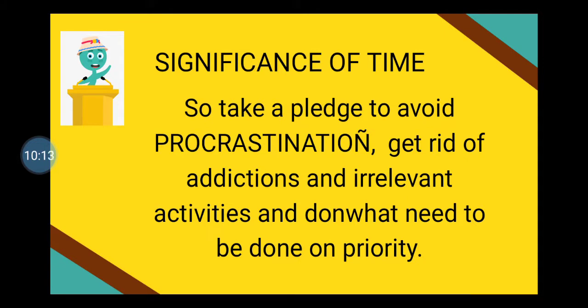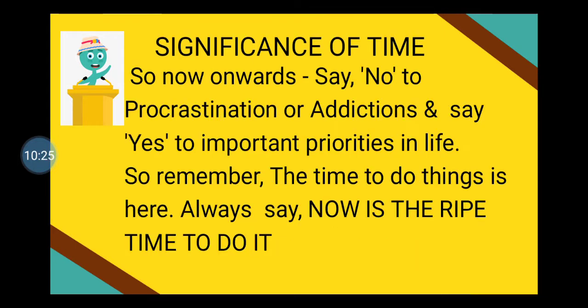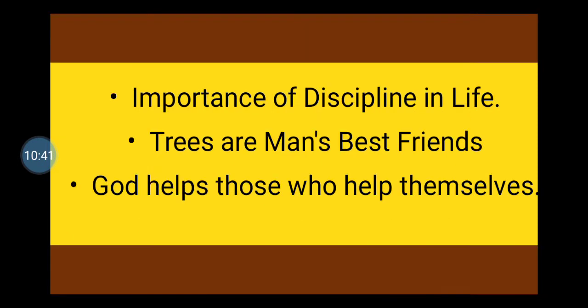So take a pledge to avoid procrastination, get rid of addictions and irrelevant activities, and do what is needed to be done on priority. So now onwards, say no to procrastination or addictions and say yes to important priorities in life. So remember, the time to do things is here. Always say, now is the right time to do it.